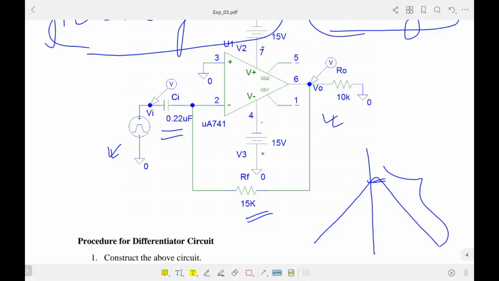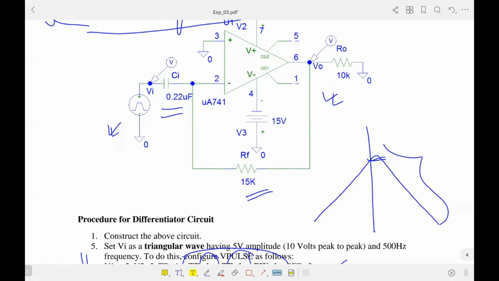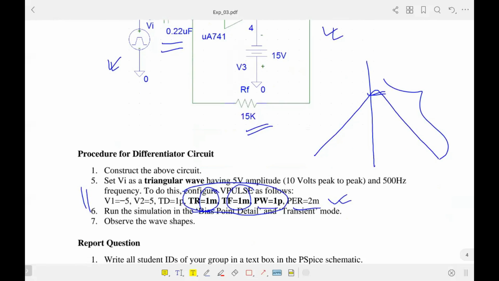So anyway, the procedure and the report question I will demonstrate in the experiment when I perform the simulation in PSpice.